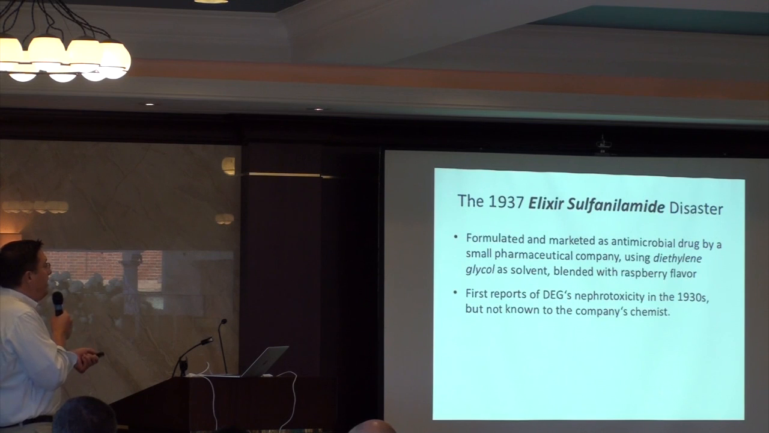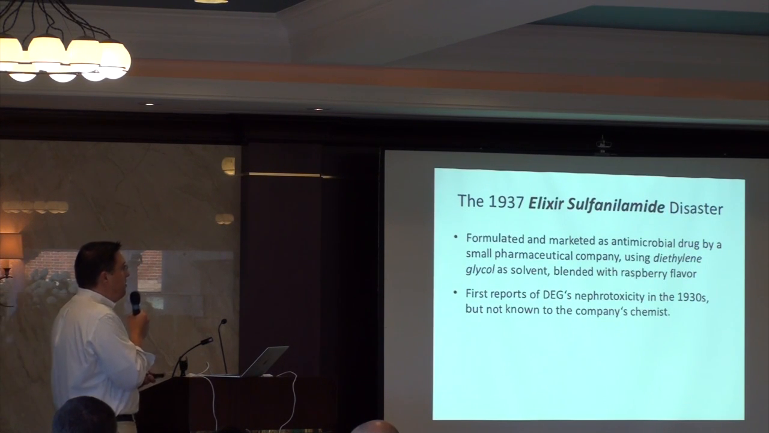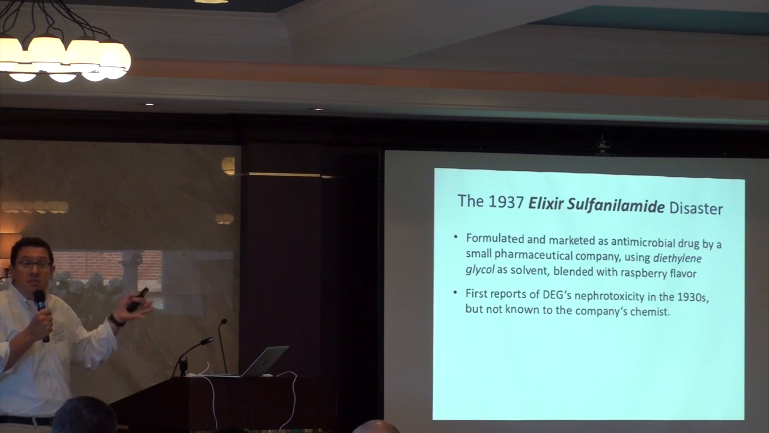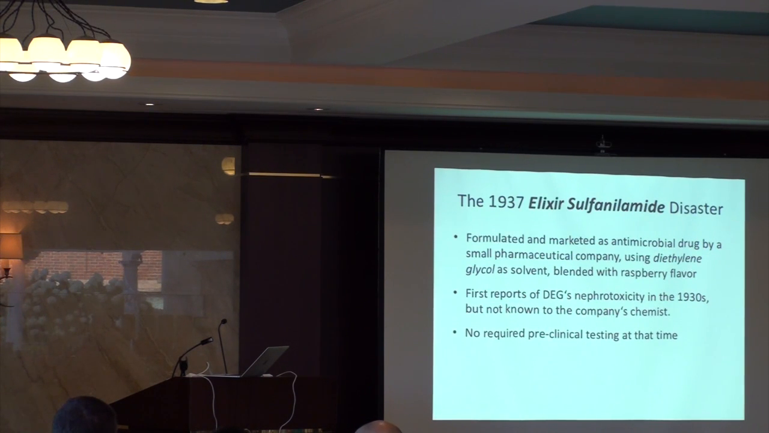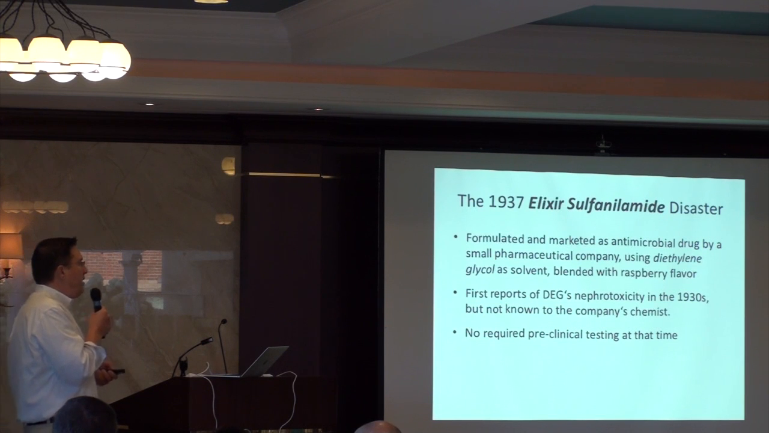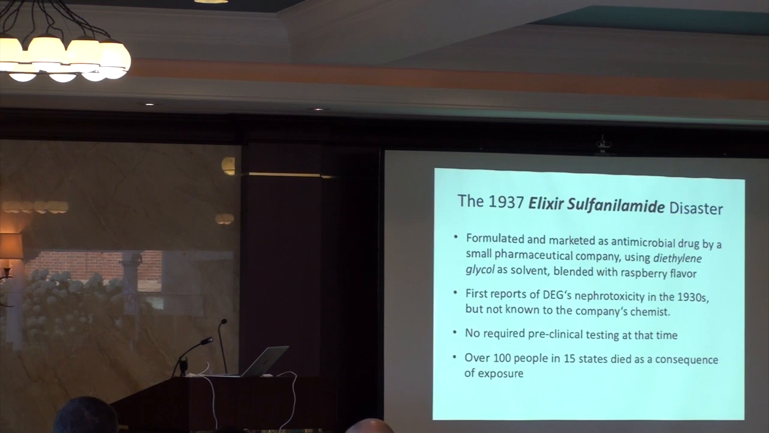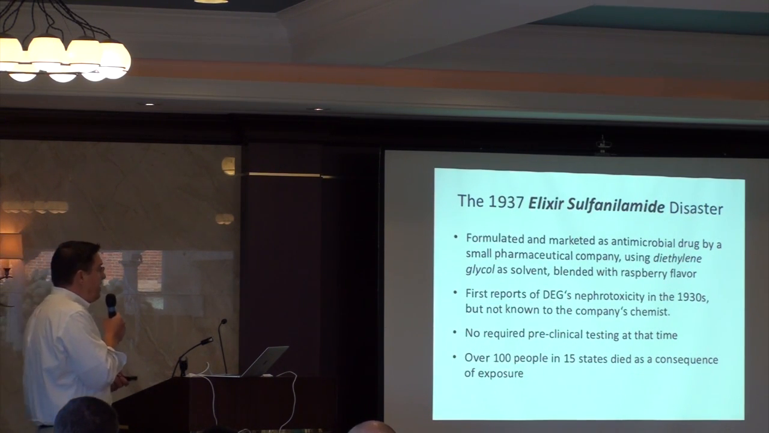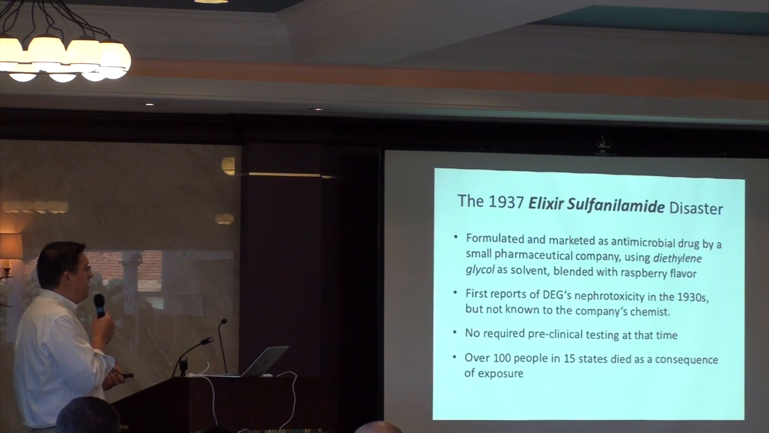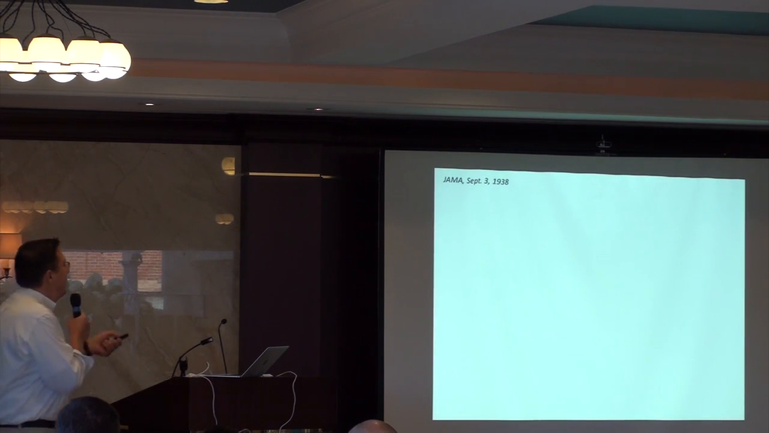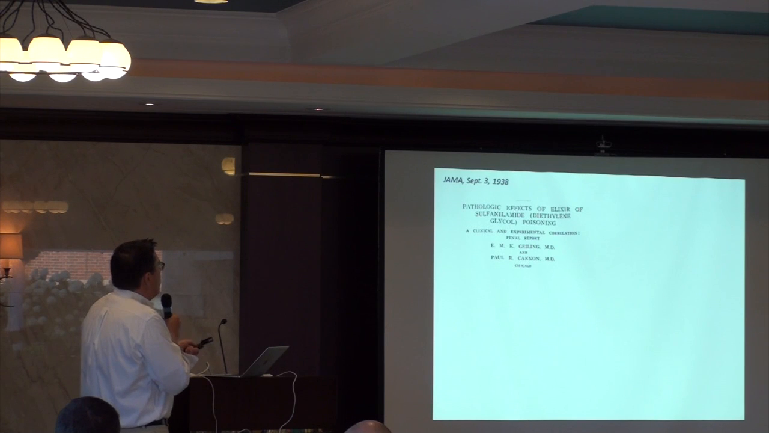about 7 years before this drug came on the market, but it was not known to the company's chemist. It was just a small company that didn't know about that. It just happened to go on the market. There were no required preclinical testing at that time, and that led, as Chris already alluded to, to that disaster with the death of over 100 people in 15 states as a consequence of exposure to that toxic solvent. So that led to a publication in JAMA in 1938, where the whole story was summarized.